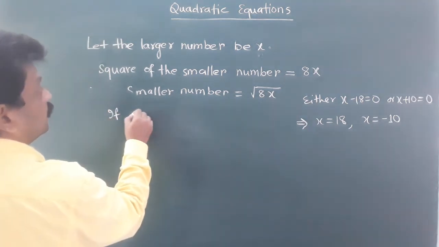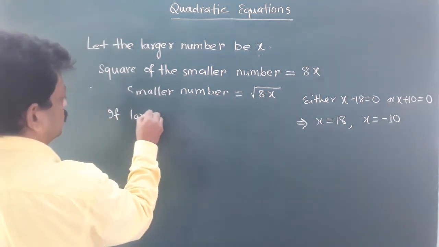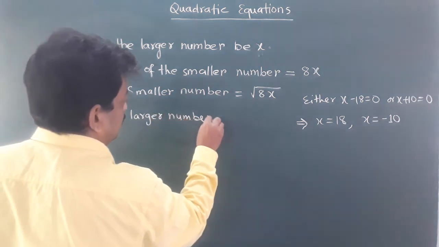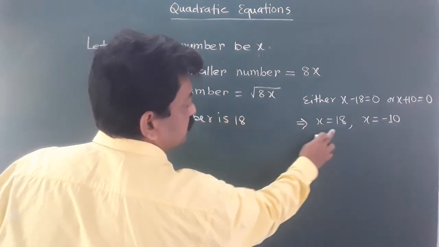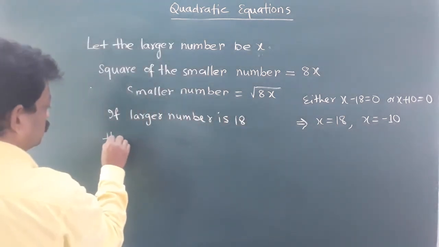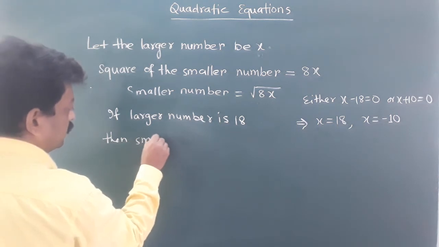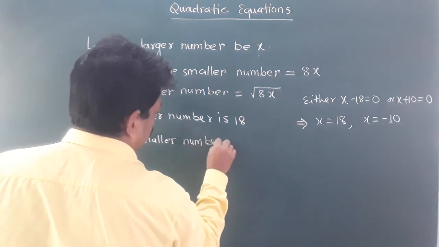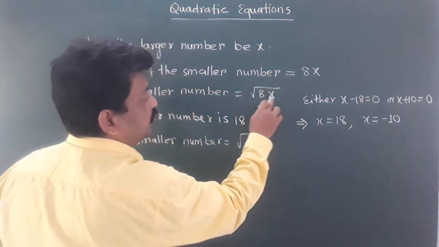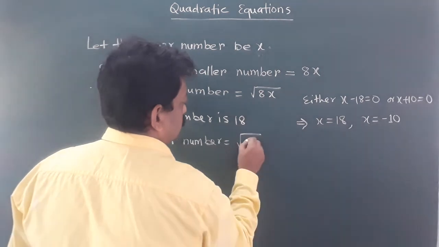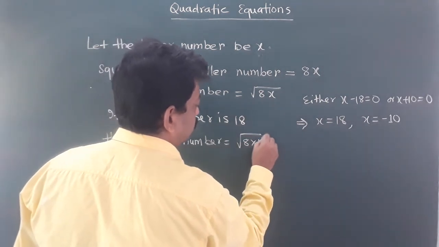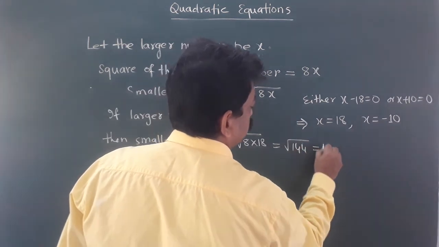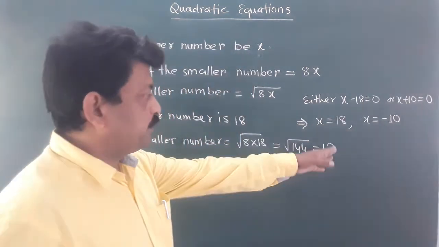If the larger number is 18 in this one, then the smaller number equals root over 8 into x, x is 18. So 8 into x means 8 into 18. That means root over 144, that is 12. We will take the positive value only.